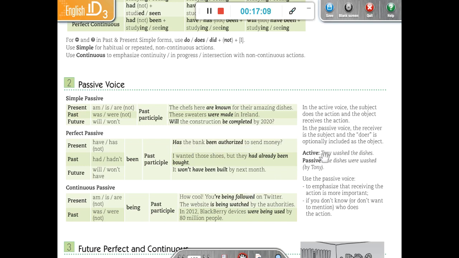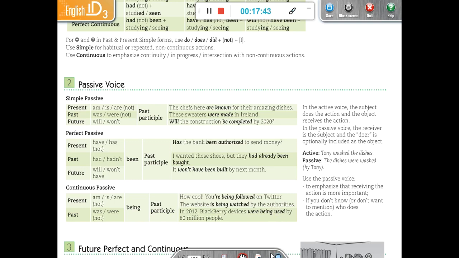For example, Tony washed the dishes. Yes, this is the active voice. Why? Because the subject who does the action is at the beginning. He washed the dishes. The dishes didn't wash by themselves. And the passive, the dishes were washed. Okay, by whom? By Tony. But it is not really important. The important thing is they were washed. The dishes, as I told you, is the object, but it is taking the place of the subject. It's at the beginning.